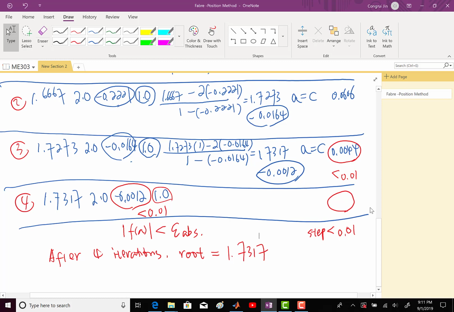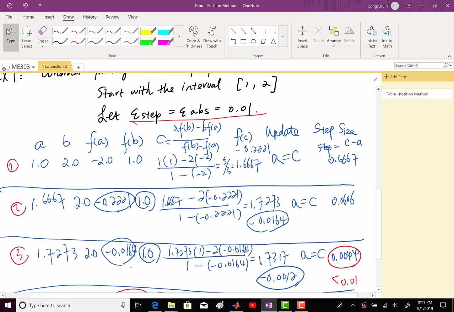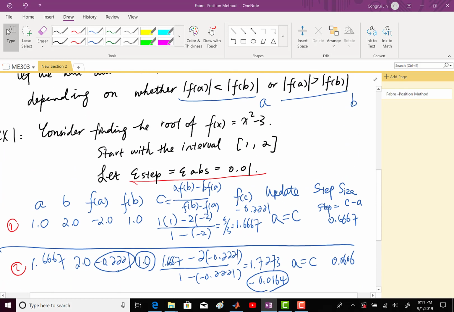All right. Remember that we used 7 iterations in the bisection method to reach the root, and by using false position, we use only 4 iterations. But it really depends. Sometimes false position is much slower than the bisection, and sometimes bisection is much slower. So it really depends on the function and the initial interval. So there is no guarantee that one is faster than the other.